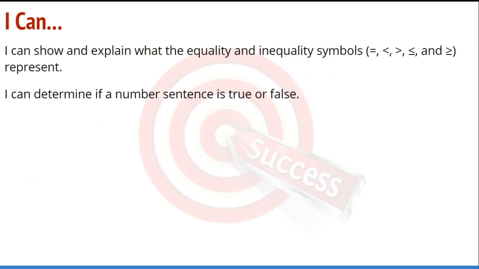And the I can statements for this lesson: I can show and explain what the equality and inequality symbols represent. So a little bit of vocabulary focusing on these particular symbols. And I can determine if a number sentence is true or false. So we'll do a little bit of evaluation.